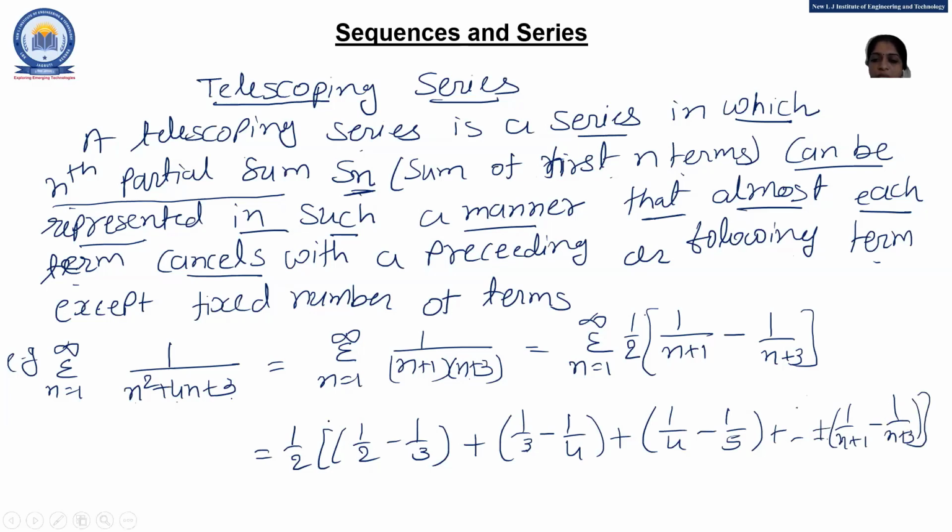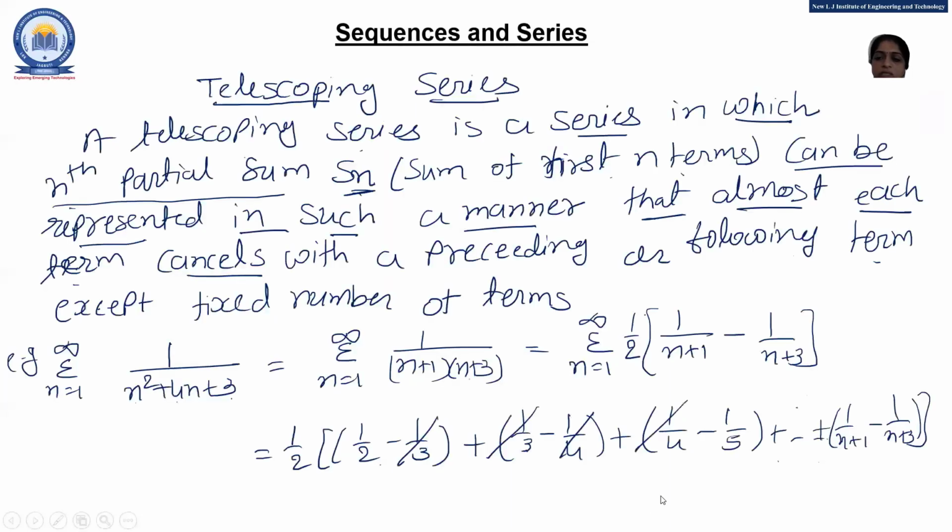See, students, carefully. This is minus 1 by 3 plus 1 by 3, both will be cancelled out. Minus 1 by 4 plus 1 by 4, minus 1 by 5, up to the previous term, that is 1 upon n plus 2. All will be cancelled out. Just the first and the last term will remain. So this type of series is known as a telescoping series, where most of the terms will be cancelled out. Just a fixed number of terms will remain, keep it the same.